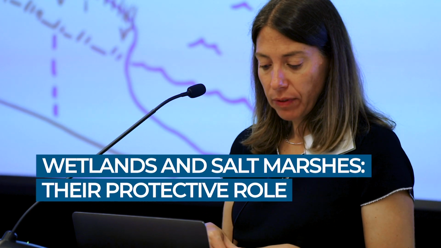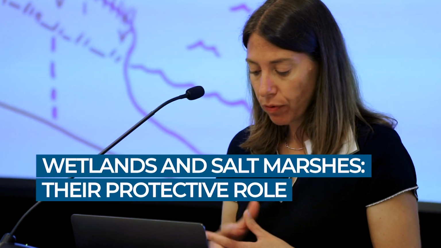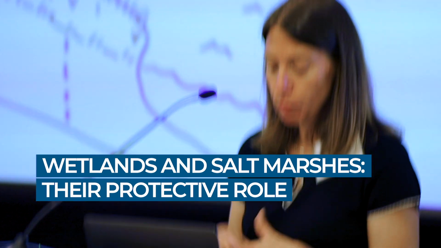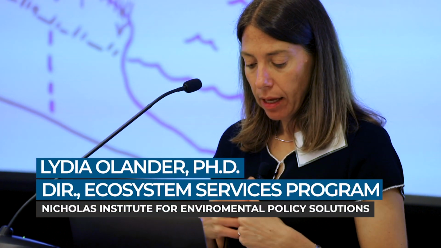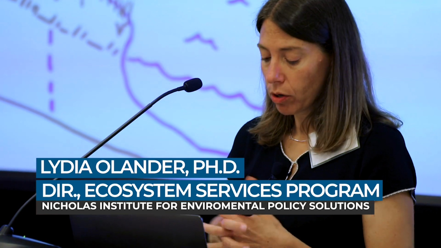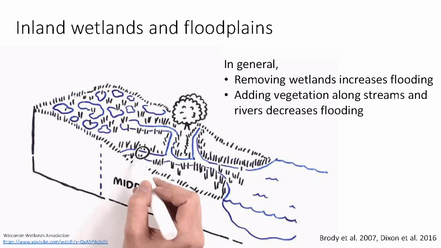Inland wetlands and floodplains, or the areas where the river overflows, allow precipitation to move more slowly into groundwater and run off less quickly to streams, and store some of this water on the landscape. Wetland plants and other vegetation along these waterways help reduce the speed of the flow of these waters and can reduce the height of the water during flooding events.